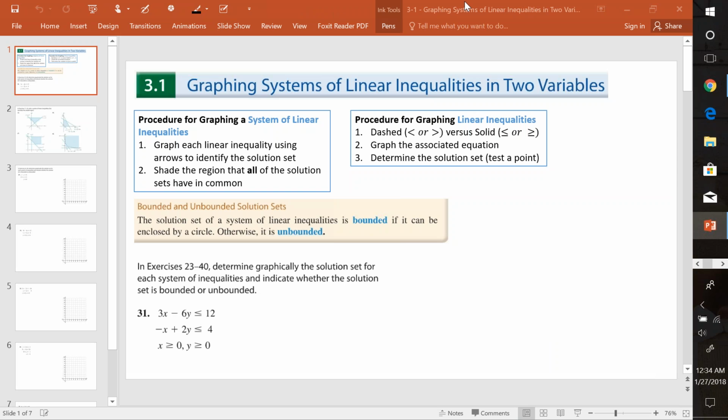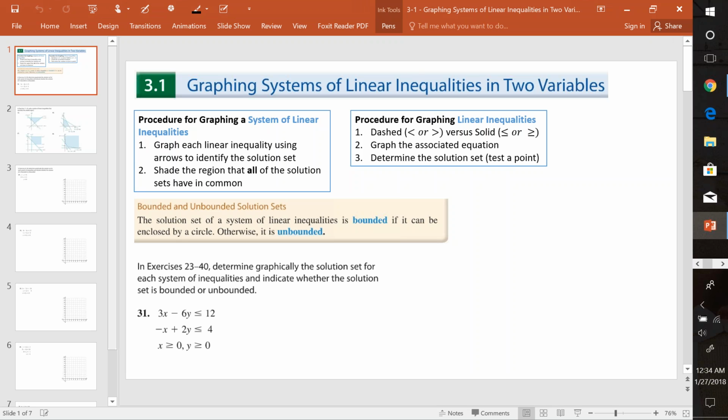Hello, this is a video for the 3.1 graphing linear inequalities in two variables. Just to make sure you got the concepts down, I know I had to sub for this material, so I always like to do it in my own words, just in case you like my style and you wanted to see it that way.